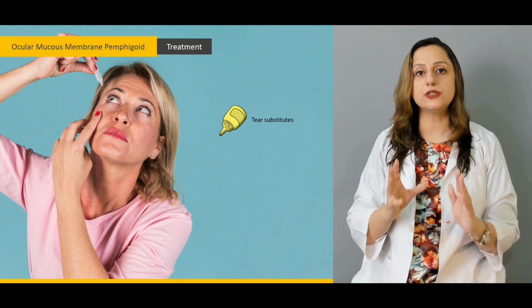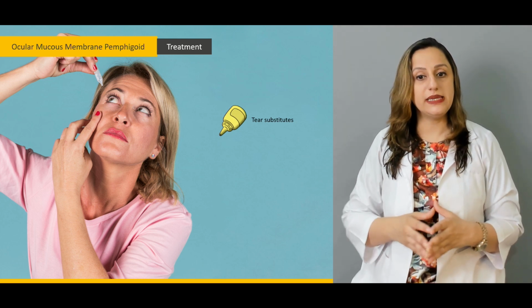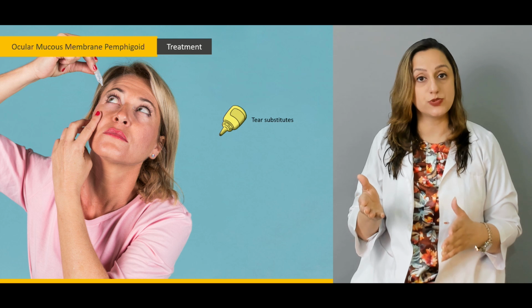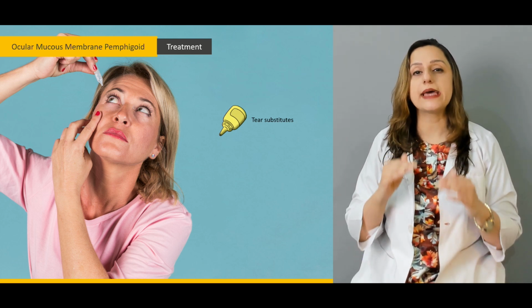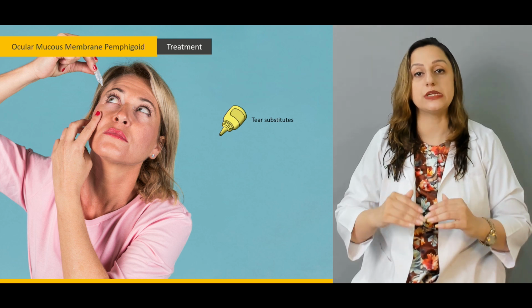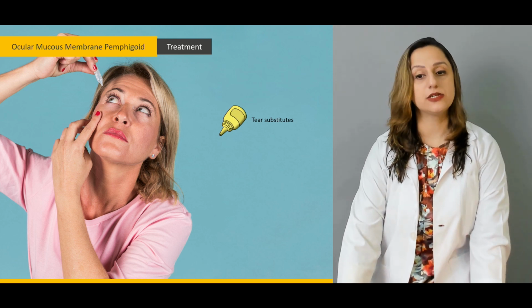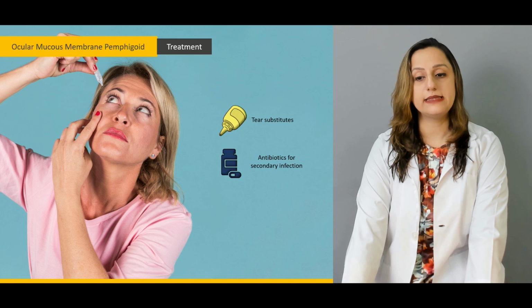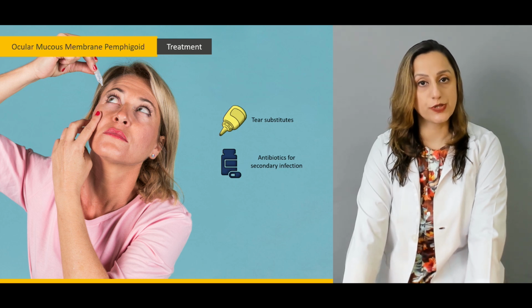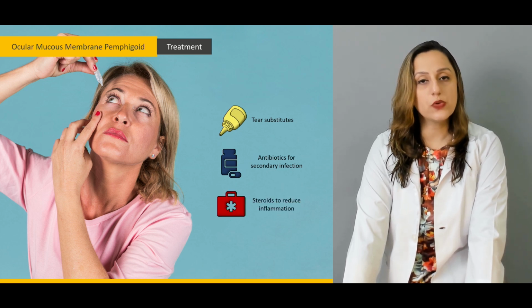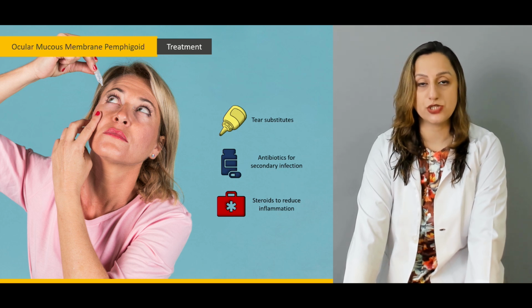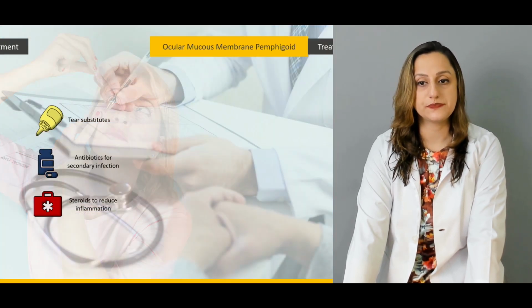So the topical treatment would include the tear substitutes. We'd be giving these tear substitutes just to dampen the irritation that is occurring at the conjunctival level. And then the antibiotics for the superimposed infections would also be a part of the topical treatment. And we can also use steroids for the reduction of inflammation in these patients.